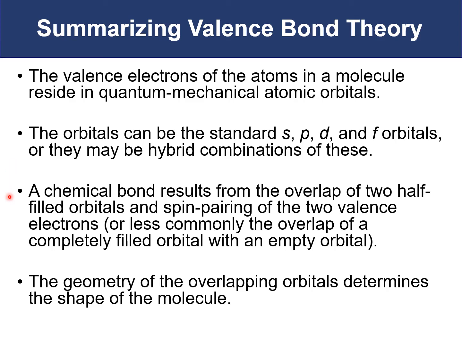A chemical bond results from the overlap of two half-filled orbitals, that is, two orbitals that each have one electron in them, and the spin pairing of the two valence electrons, that is, one electron is spin up, the other one is spin down. Or, less commonly, the overlap of a completely filled orbital with a completely empty orbital. The geometry of the overlapping orbitals determines the shape of the molecule.